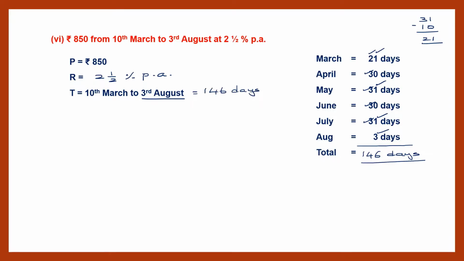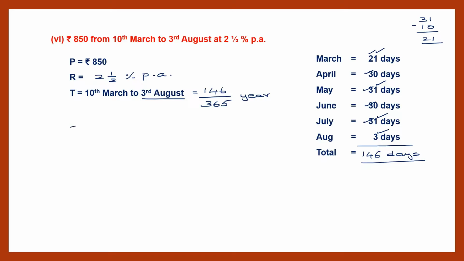But remember always something very important: time should be in accordance with the rate of interest. And the rate of interest is per year. That means our days should be converted to year. Now in a year we have 365 days. So the simplest way is simply by writing 146 by 365. So this now becomes year. So let's write that down.